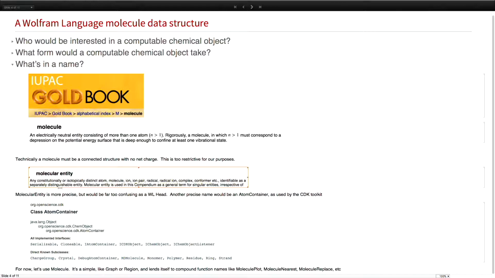That pretty much covers it, but it would be far too confusing to call something a molecular entity in the Wolfram language. Another very precise name would be an atom container, which is what's used by the CDK toolkit, because that's literally what it is. It just houses a bunch of atoms, but it just doesn't have the right ring. So for now, we'll use molecule.